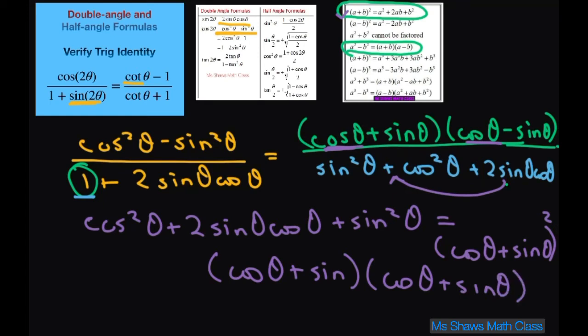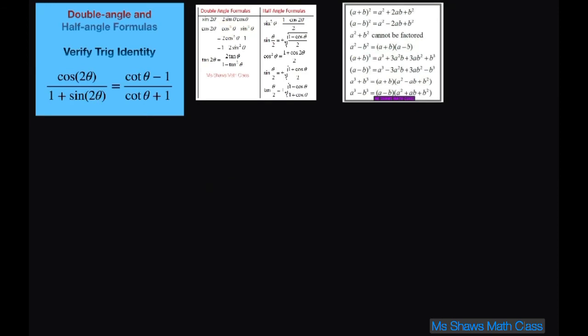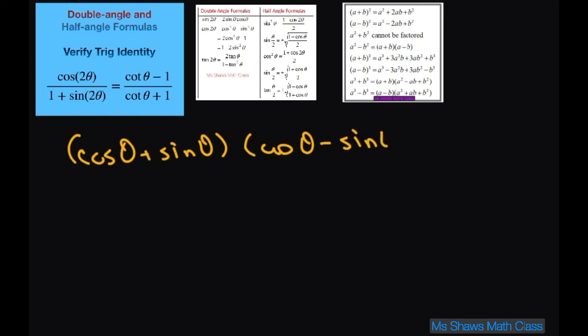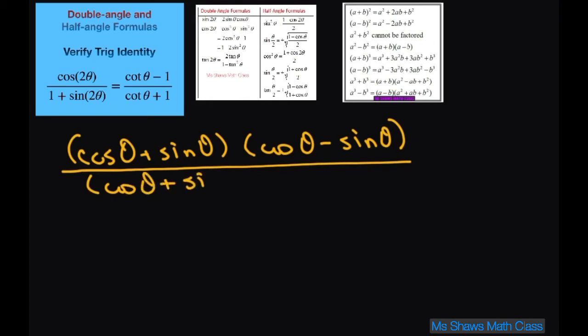So what we have is, for the numerator, we'll just copy that down. We have cosine of theta plus sine of theta times cosine of theta minus sine of theta. And then in the denominator, we just had cosine theta plus sine of theta times cosine theta plus sine of theta. So this identity really does, you had to do a little trick in the middle of the proof.